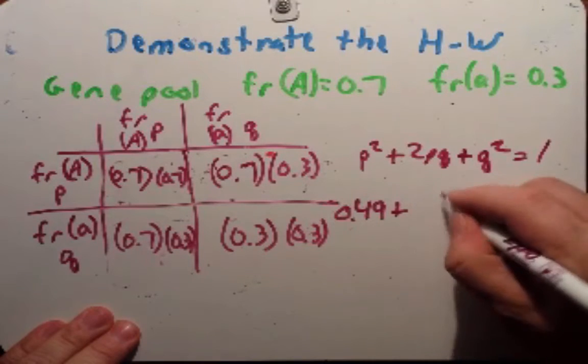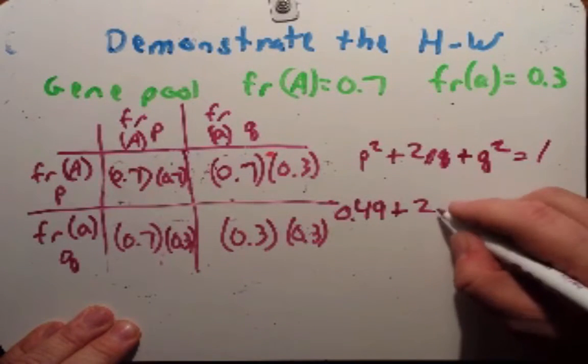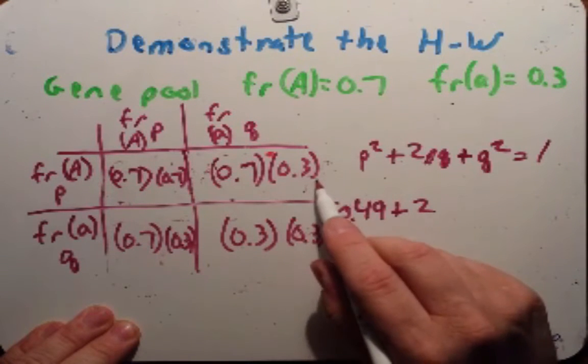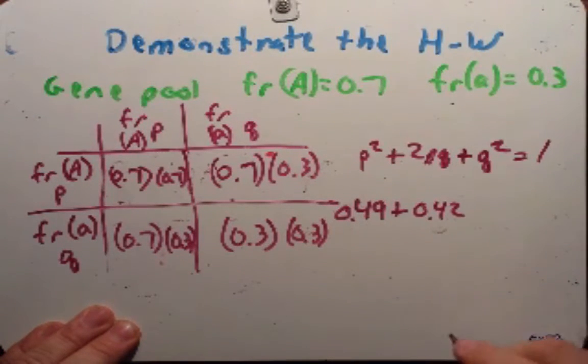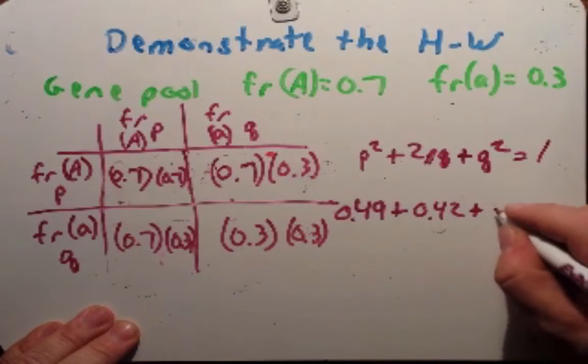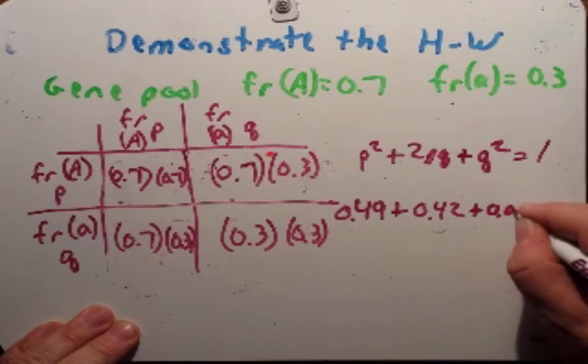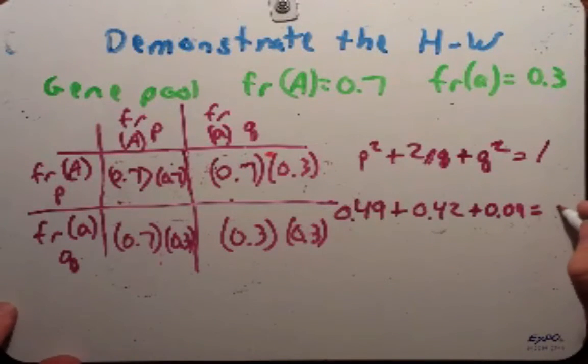Right, so let's go ahead and calculate this. 2 times P times Q, so it's 2 times 0.7 times 0.3, 0.42. And then Q squared is 0.3 times 0.3. And that's going to be equal to 0.09. If you add all that together, you'll get 1.